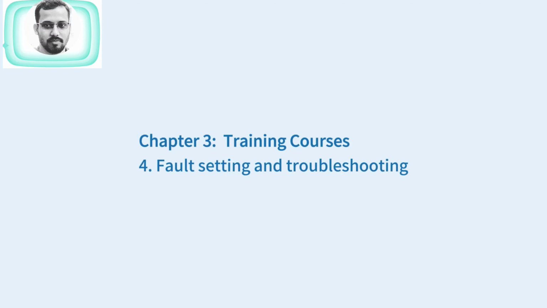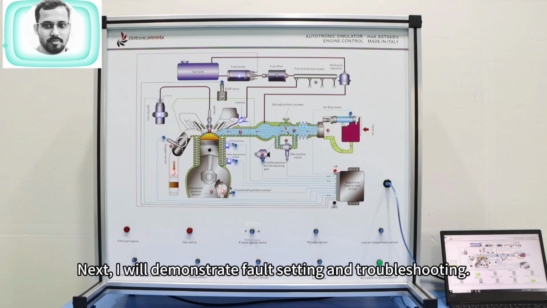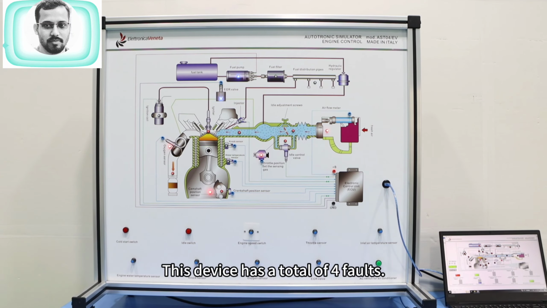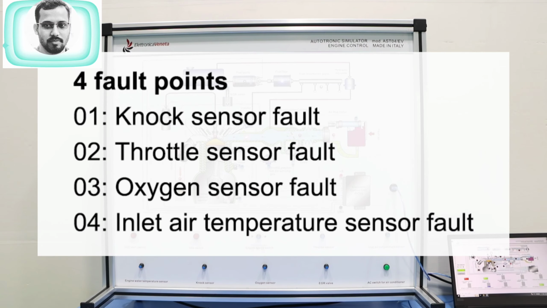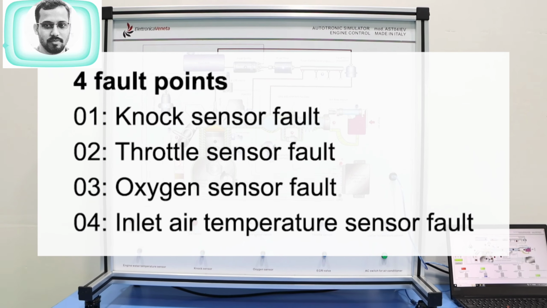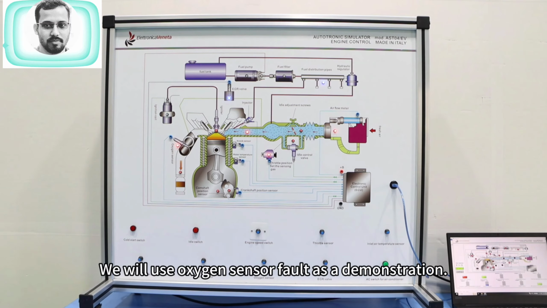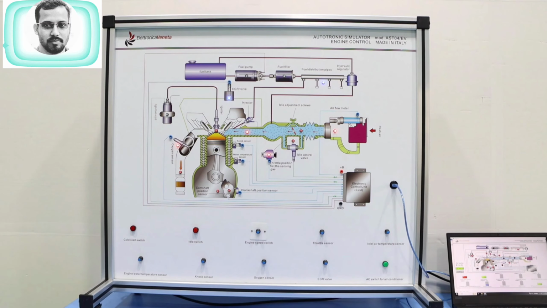4. Fault setting and troubleshooting. Next, I will demonstrate fault setting and troubleshooting. This device has a total of 4 faults. We will use oxygen sensor fault as a demonstration.